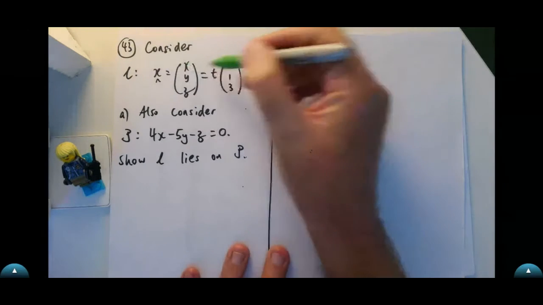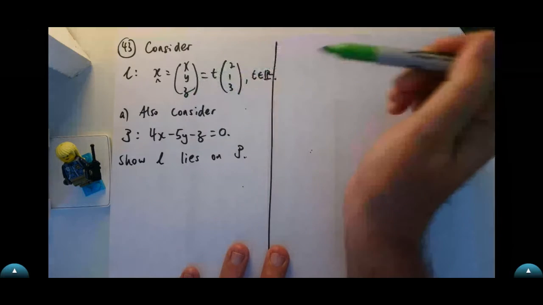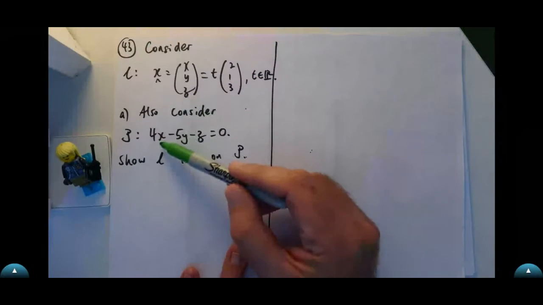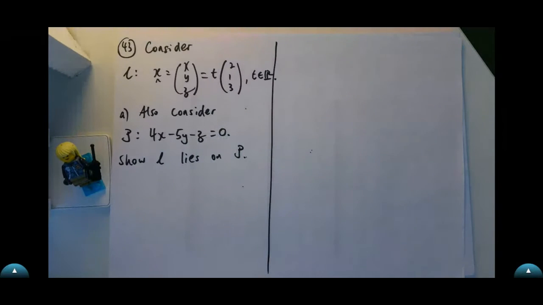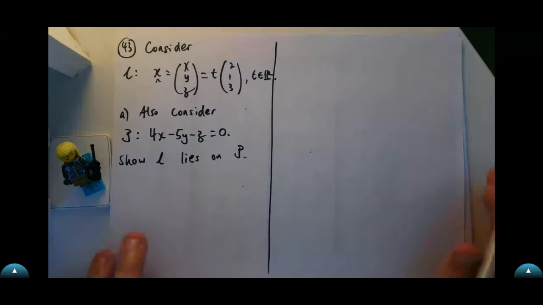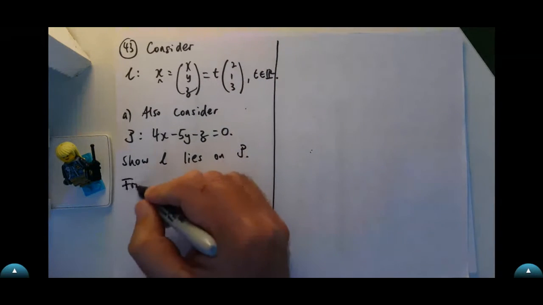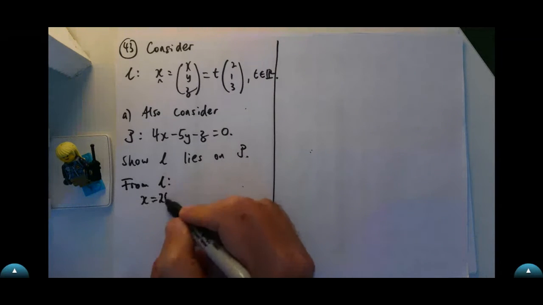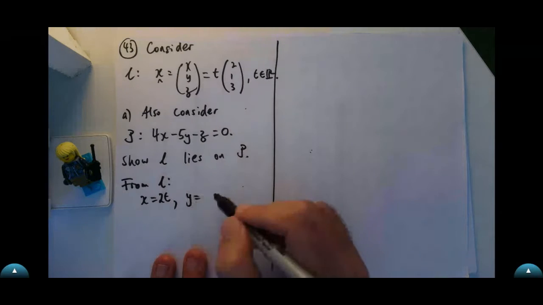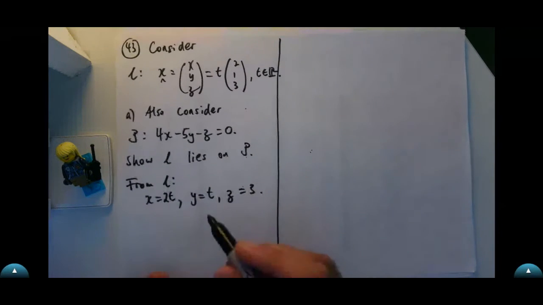So from here, you know that x equals 2t, y equals 1t, and z equals 3t. What you can do is substitute in here, here, and here, and see if it adds up to 0. Okay, so what you're suggesting in the comments are all good, but this is probably the fastest way. So from L, we know that x equals 2t, y equals t, and z equals 3t.